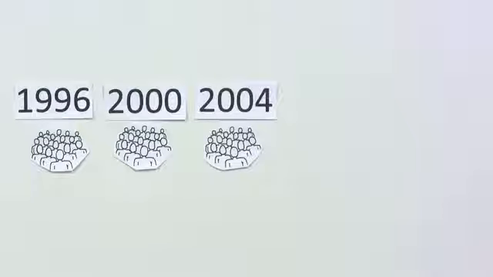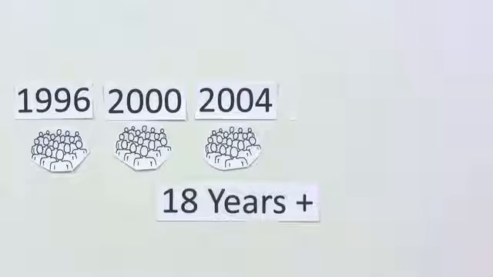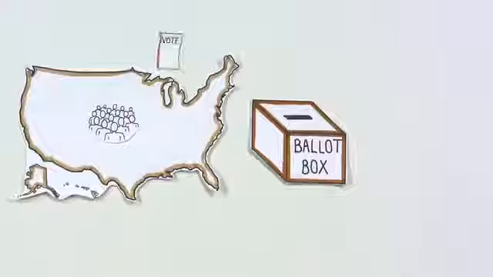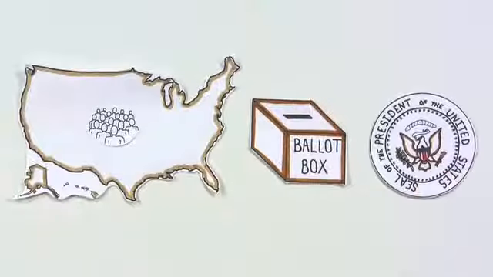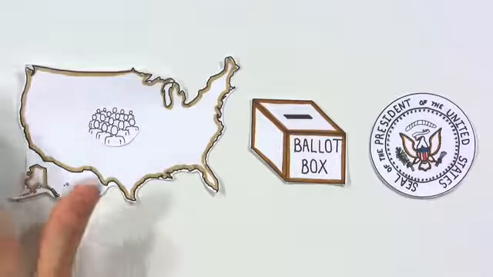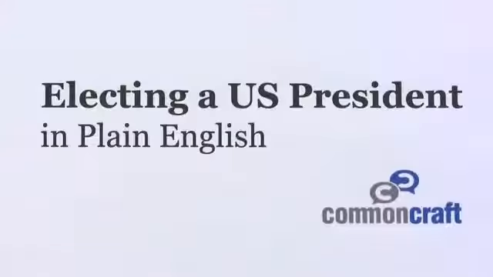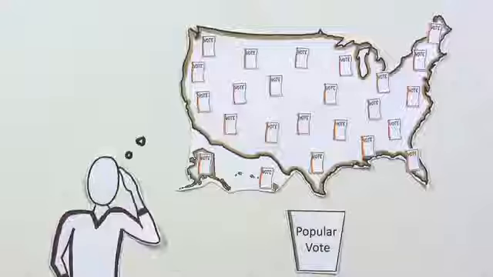Every 4 years, Americans who are 18 or older have a big responsibility. Our votes decide who becomes the President of the United States. Unfortunately, the U.S. election system isn't that simple. This is Electing a U.S. President in Plain English.